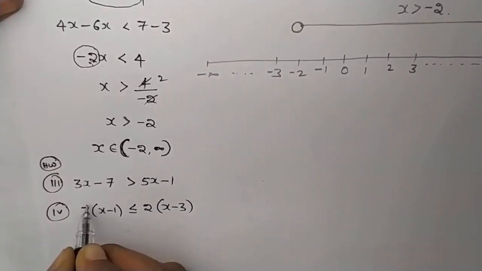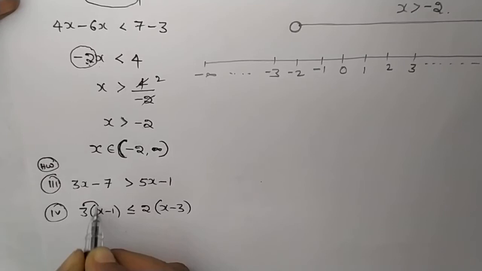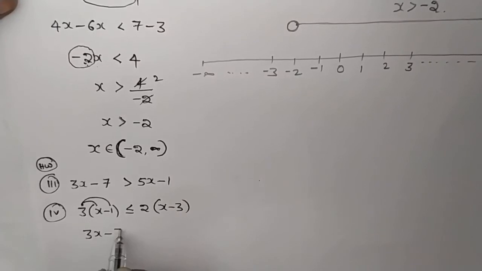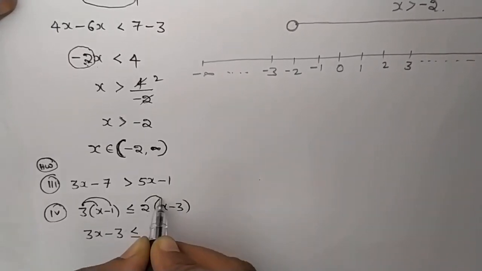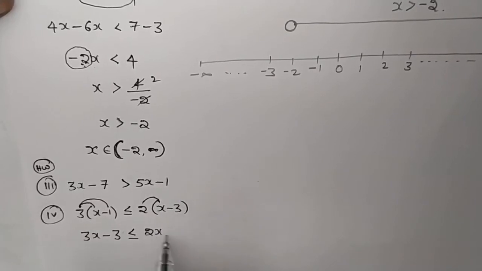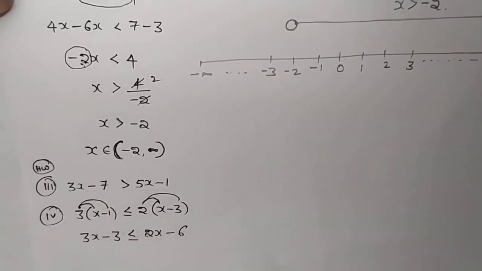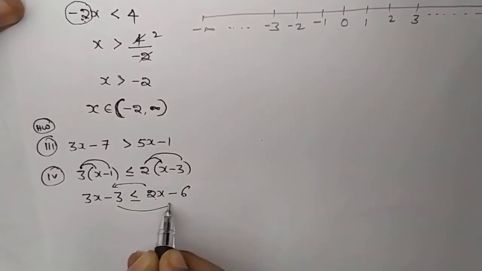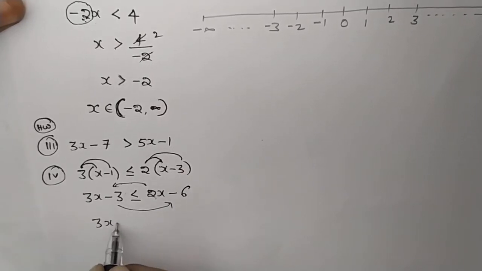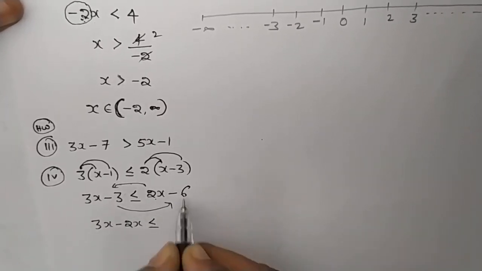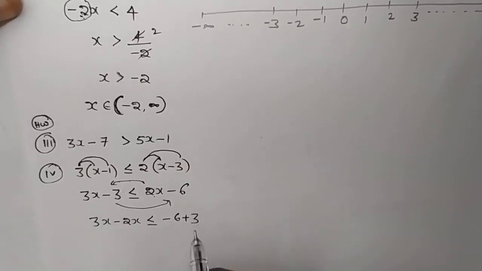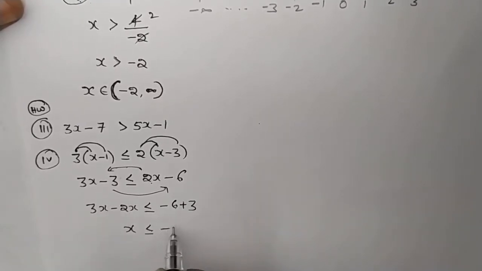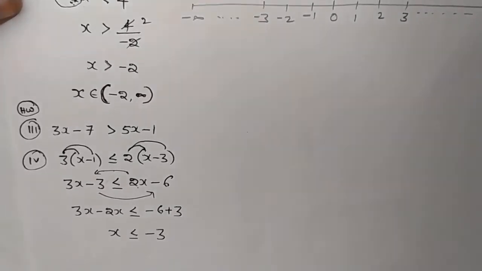Now multiply this 3 inside the brackets. 3 into x is 3x, 3 into minus 1 is minus 3, less than or equal to, multiply this 2 inside the brackets. 2 into x is 2x, 2 into minus 3 is minus 6. Now take this 2x to the left, send this minus 3 to the right. Then 3x minus 2x is less than or equal to minus 6 plus 3. 3x minus 2x is how much? x. Minus 6 plus 3 is how much? Minus 3. So it is x less than or equal to minus 3.